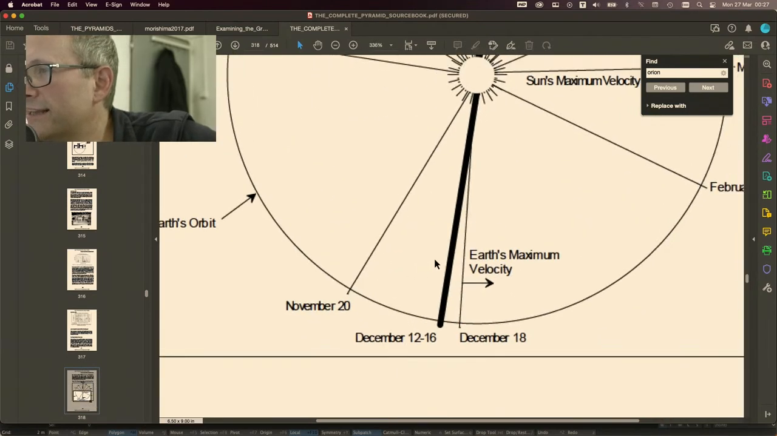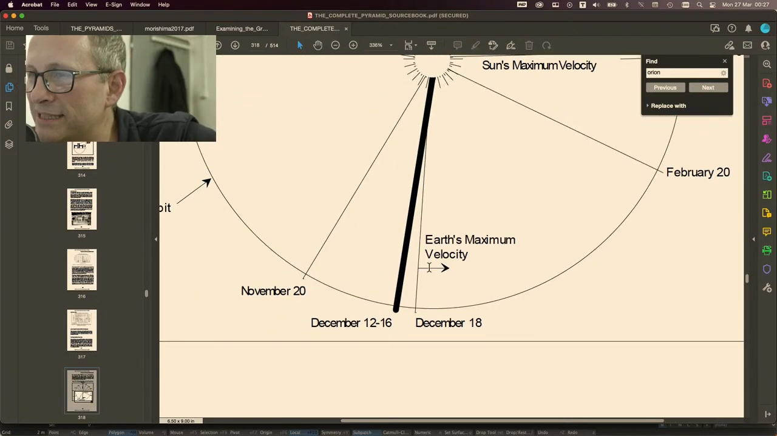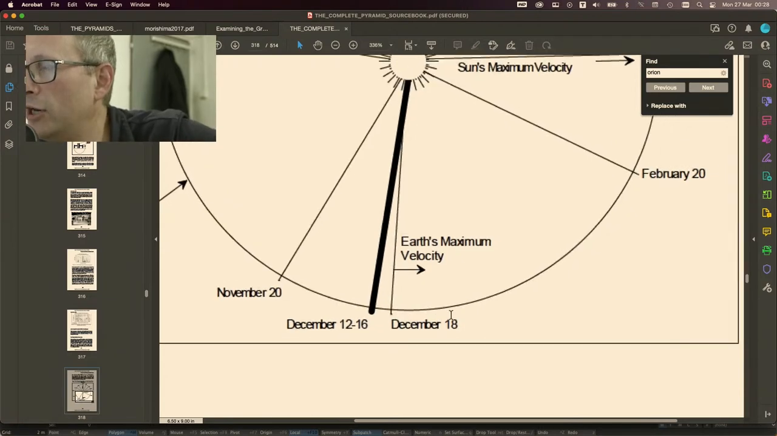Oh, this is interesting. So, December the 12th to the 16th, Earth's maximum velocity is on December the 18th. So, not only have you got the gravitational lensing of relic neutrinos, you also have the maximum velocity of Earth in the year, which means that the static relic neutrinos in the cosmos that the Earth is coming into have a relatively higher flux over the year.